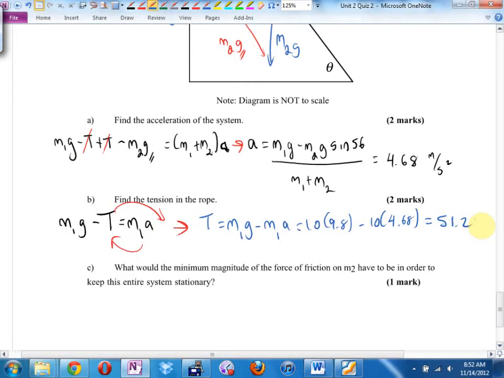It's a 10 times table. I can do that in my head, even if it's decimals. I better be able to. Units? Newtons?